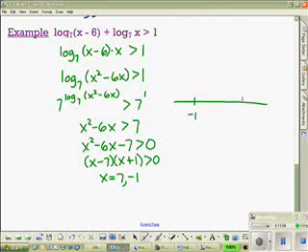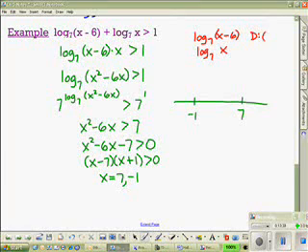Now just to help speed up this process, let's go back to our log base 7 of x minus 6 and our log base 7 of x, so from our original problem, and talk about domain, because this is another domain problem. Whenever you're working with logs, you need to make sure that it's going to fit in the domain. You can't do a logarithm of 0 or a negative number.